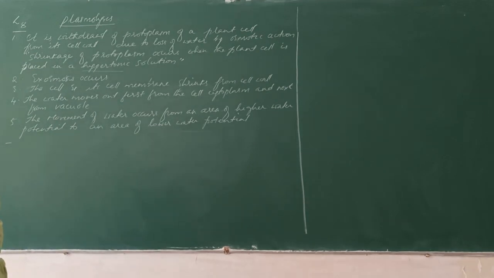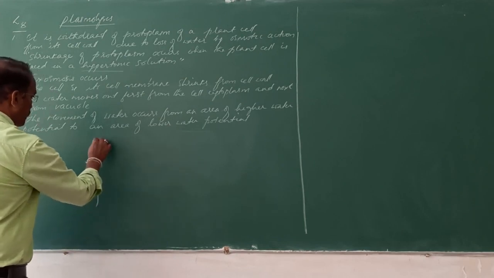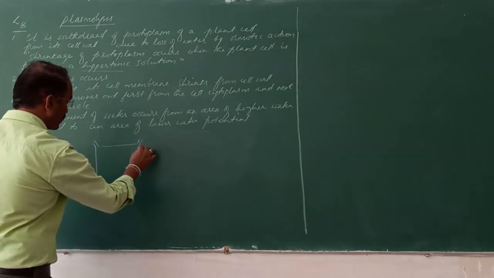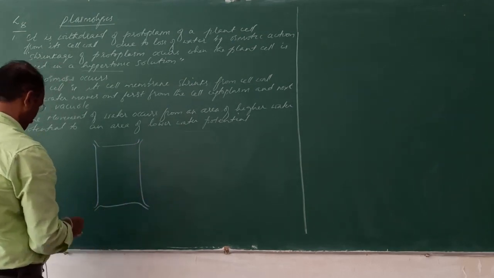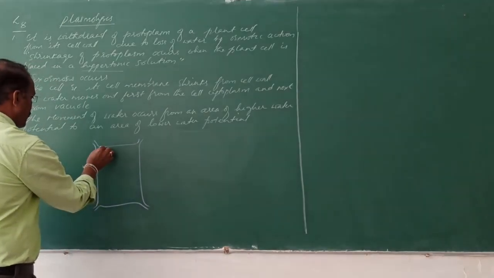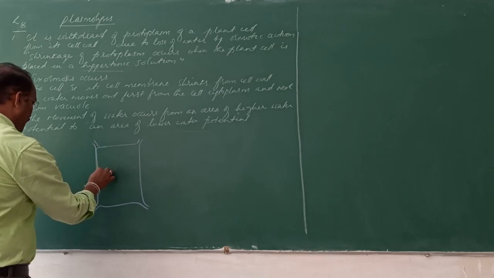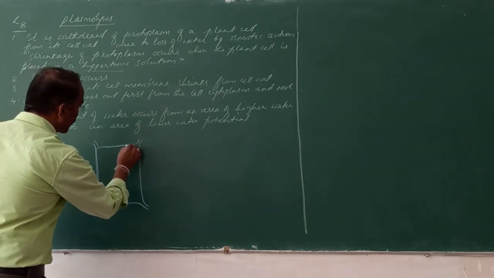See, there is one diagram given in the book. It is very important, and in the laboratory you will understand about plasmolysis. Think that. So the plant cell wall. Okay. Next. See, this is the cell membrane. The green colored line indicates the cell membrane.